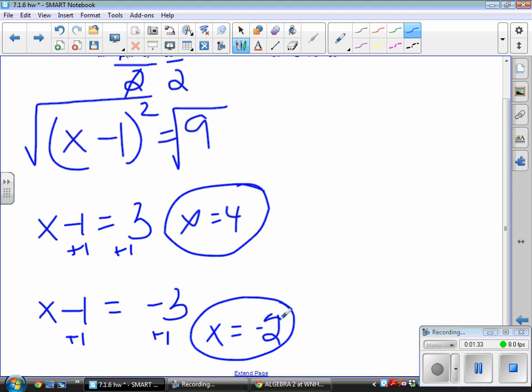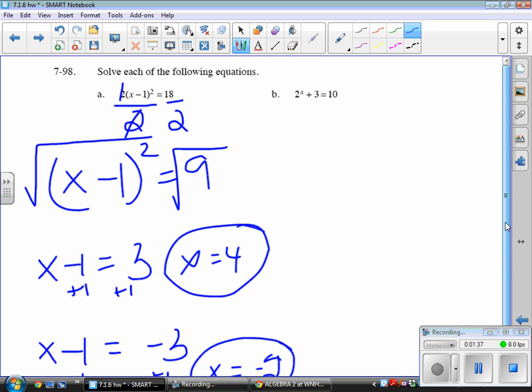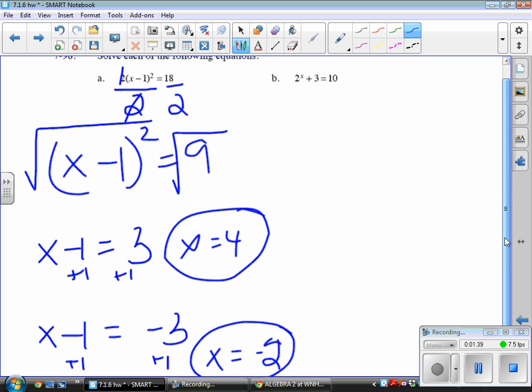Okay? So getting x by itself, we want the least amount of work possible. So don't actually multiply that squared quantity out. I want it just to get x by itself.